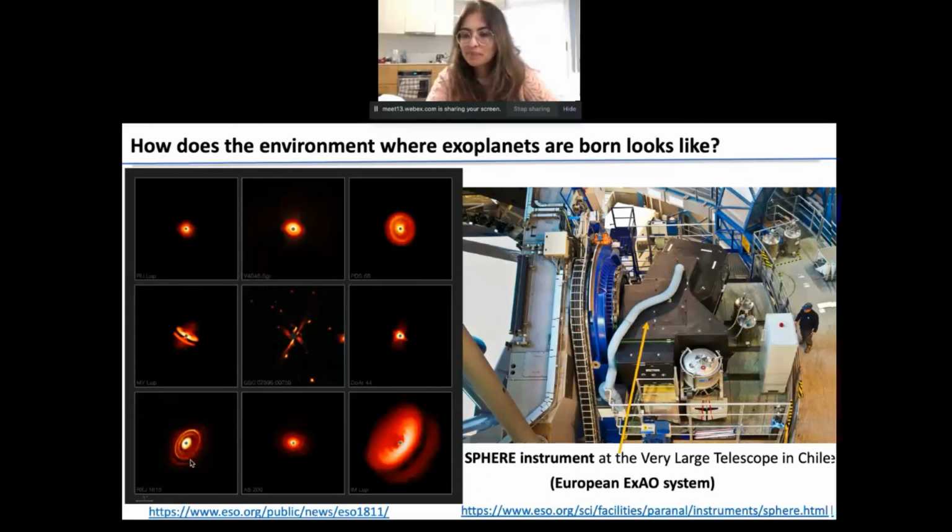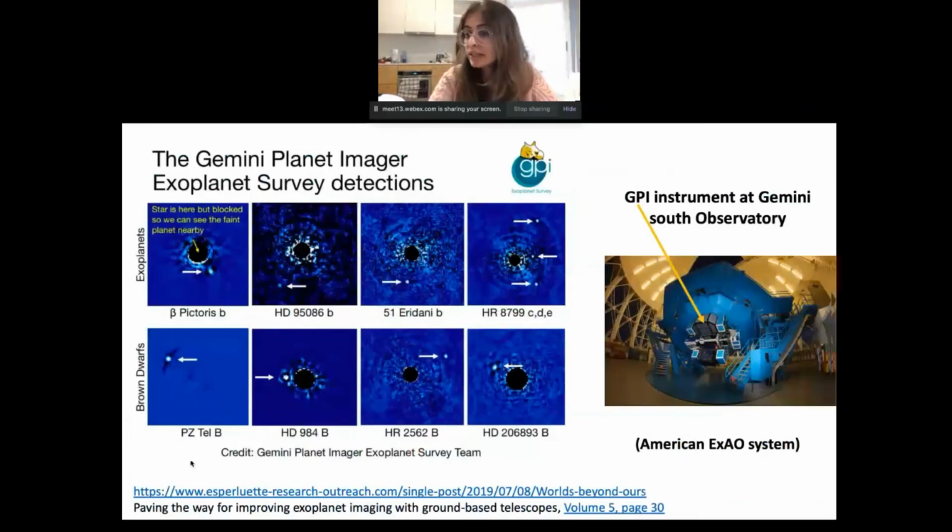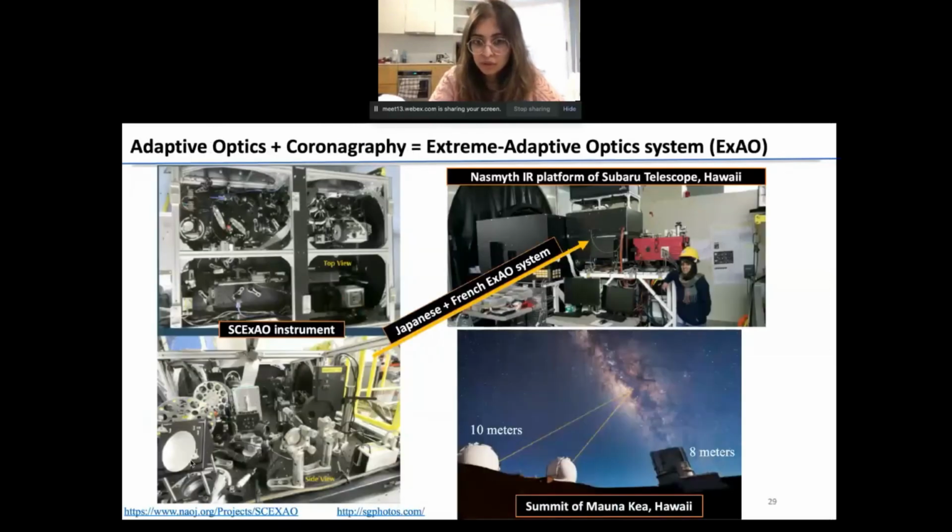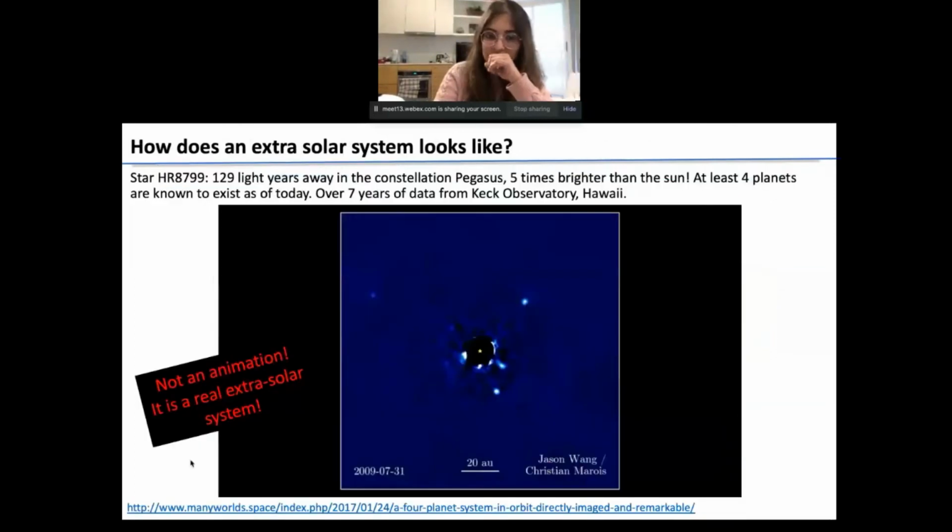Anyway, so these are the 3 instruments. In future, if you would like to work on these instruments, I'm just telling you their names. The SPHERE instrument in Europe, a European effort, and GPI, which is moving to Hawaii now, and Scexao is a wonderful instrument where it's pretty open, and you can do your PhD on this instrument basically.